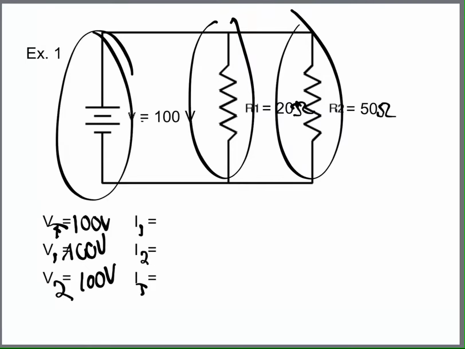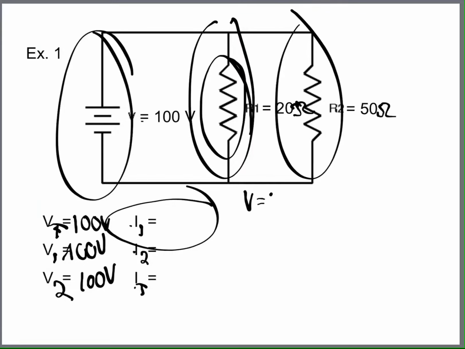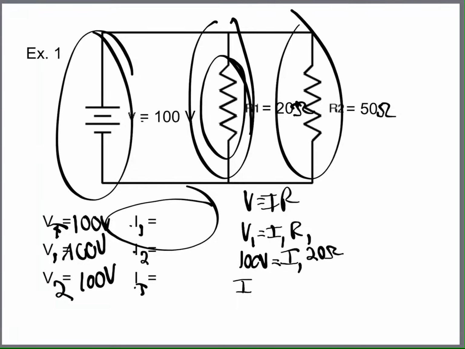Now, current 1 and 2 and total. Now, current 1 is going to be the current through leg 1. So we're going to go back to our good old friend, V equals IR. We got V1 equals I1 R1. So we already said that V1 is 100 volts. We're looking for I1, and R1 is going to be the 20 ohms. So I1 is 5 amps. So we come up here, this guy's 5 amps.